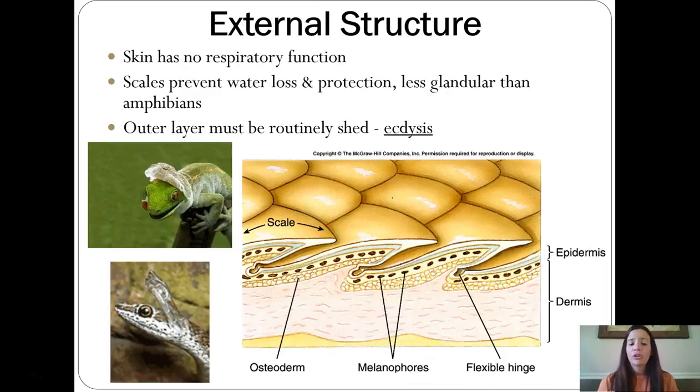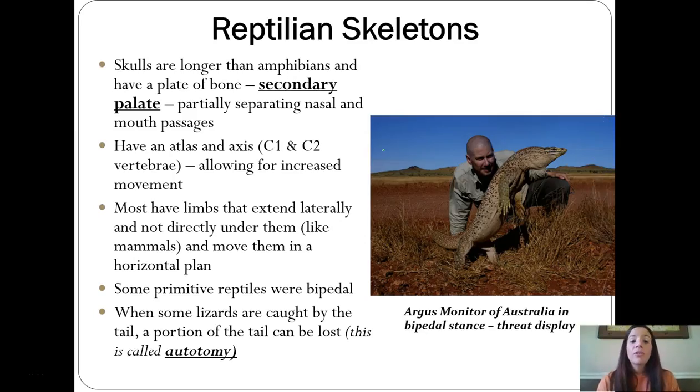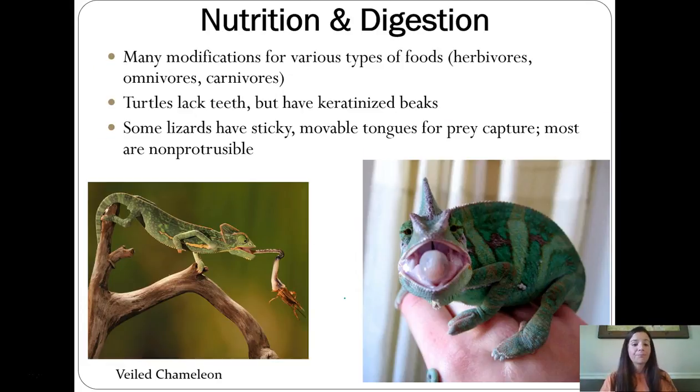So the external structure itself of lizards: their skin has no respiratory function like amphibians, and their scales prevent water loss, but they do shed, and this is ecdysis. This should not be a new term to you. They also have longer skulls, and they have a plate of bone that separates their nasal and mouth passages. They have increased movement, like we've talked about, and most of their limbs extend laterally instead of directly underneath them like mammals, which helps them to move more on a horizontal plane. And some primitive reptiles, it's important to note, were bipedal, meaning they walked on two legs.